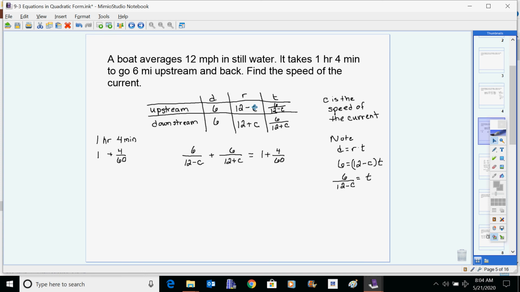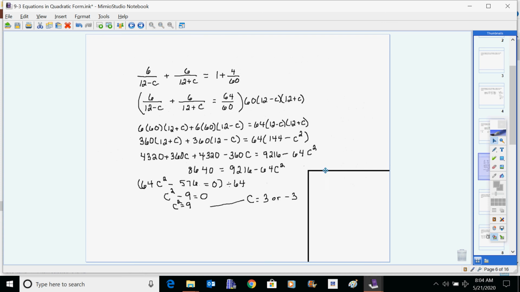So the C actually has to be positive 3 because when I plug in a positive 3 it makes sense. So sometimes when you do a word problem, you'll get a couple of answers, but only one of them will make sense. So 3 miles per hour is the speed of the current in order to make this work. Okay? All right, we have another one to take a look at.